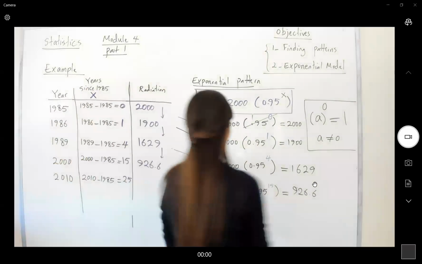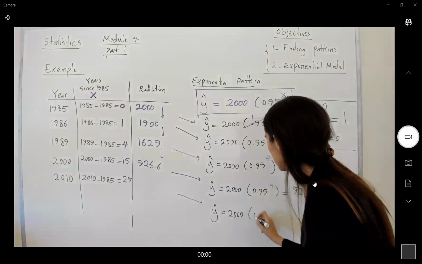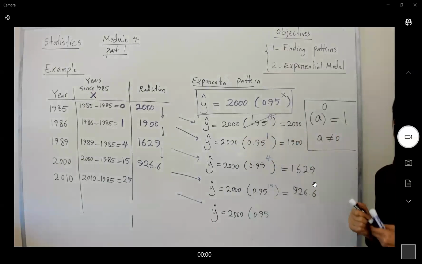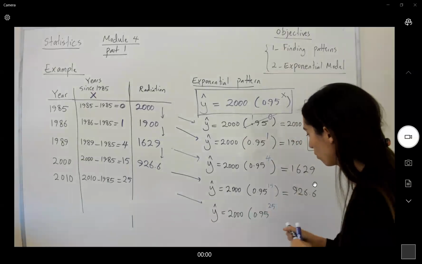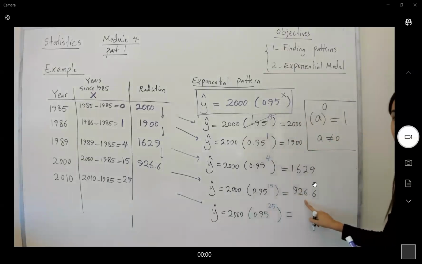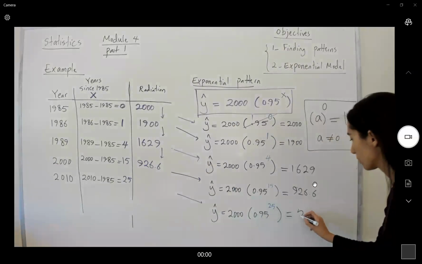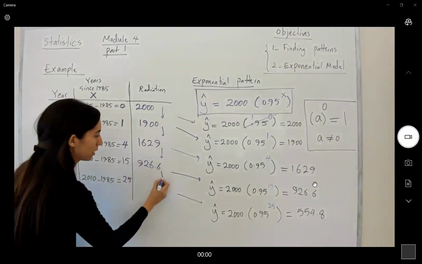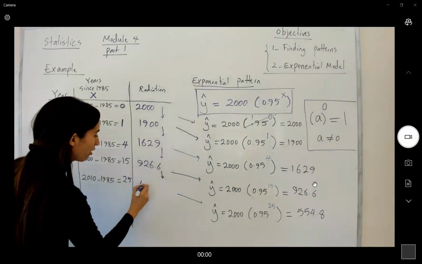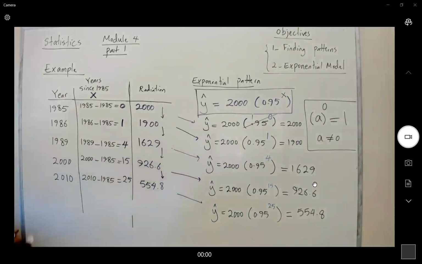We're going to use our formula. Here we go. Y hat is equal to 2,000 times 0.95 raised to x, which is 25. Well, what is this value? It needs to be less than 900, and there we go. We have 554.8. It's getting smaller and smaller. 554.8. And finally, our predicted value for 2015.